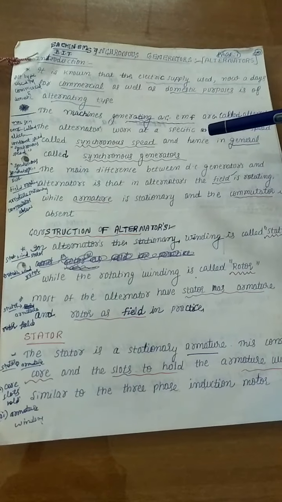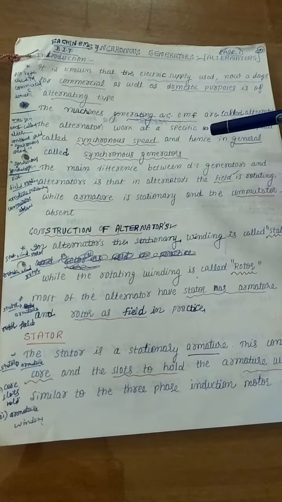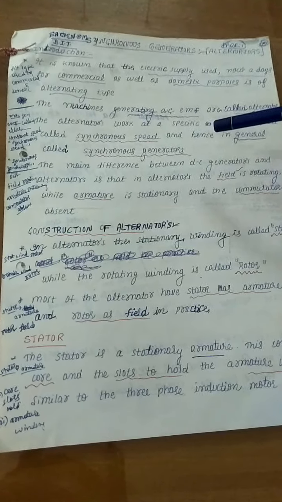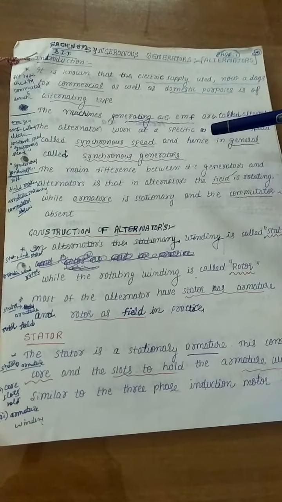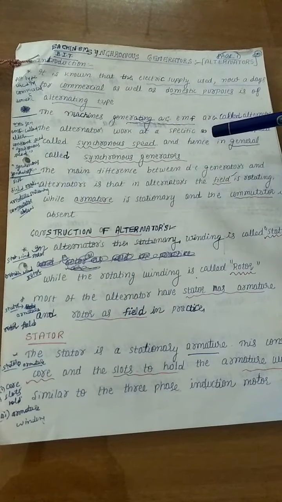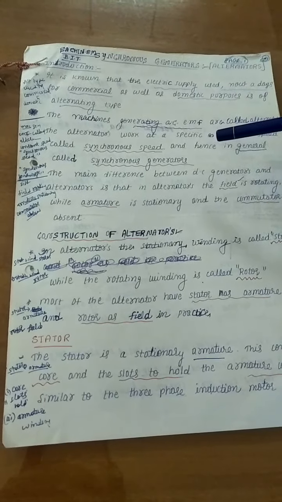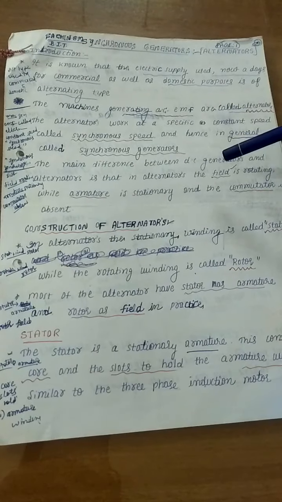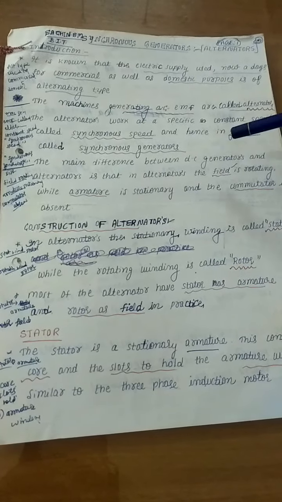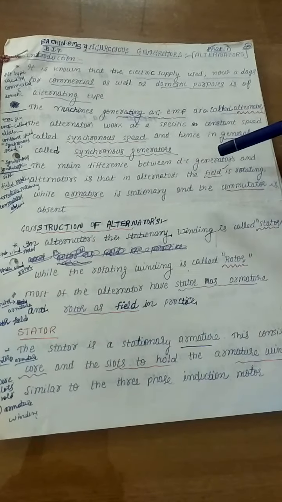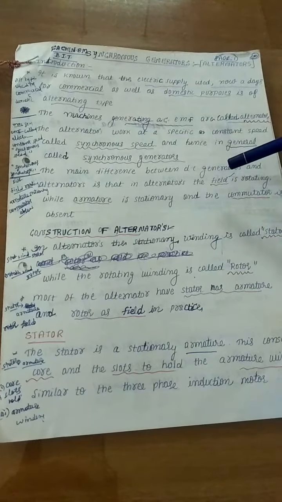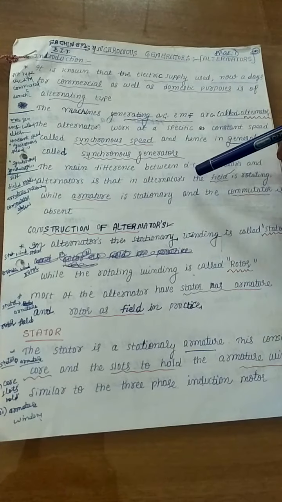The main difference between DC generators and alternators is that in the case of alternators, the commutators are absent, and the field winding is the rotating part here and the armature is the stationary part. This is the main difference between DC generators and alternators.